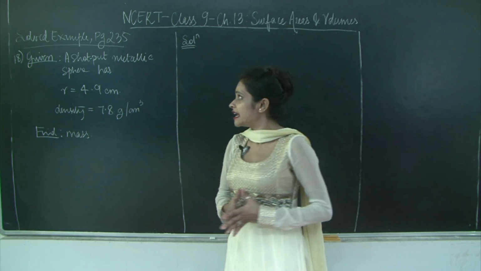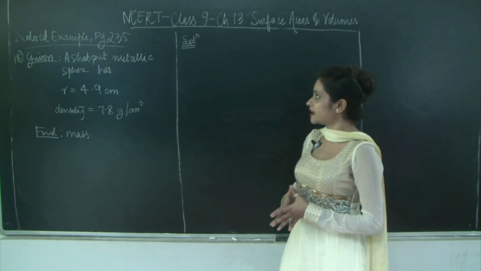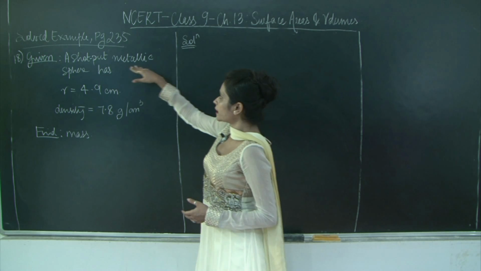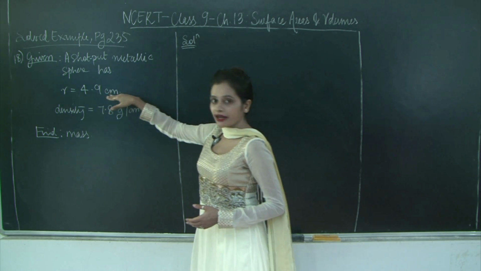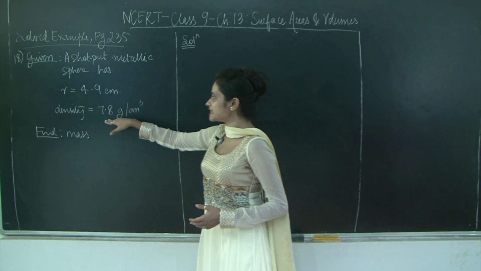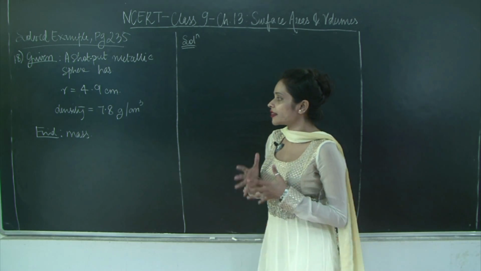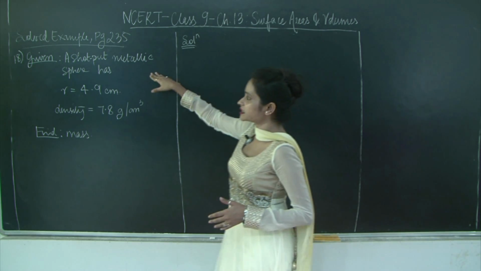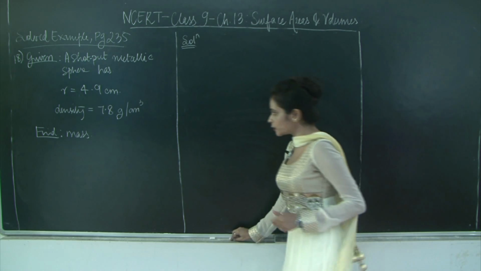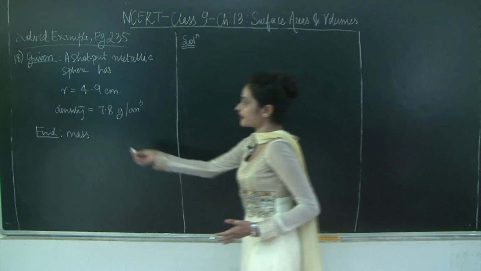Let us take a look at a solved example on page 235 related to volume of spheres and hemispheres. This is solved example number 18. It states that a shot-put metallic sphere has radius 4.9 centimeters and density 7.8 grams per centimeter cube. We need to find the mass of the metallic sphere. You must be wondering that we have learnt about the volume, then how can we find the mass?